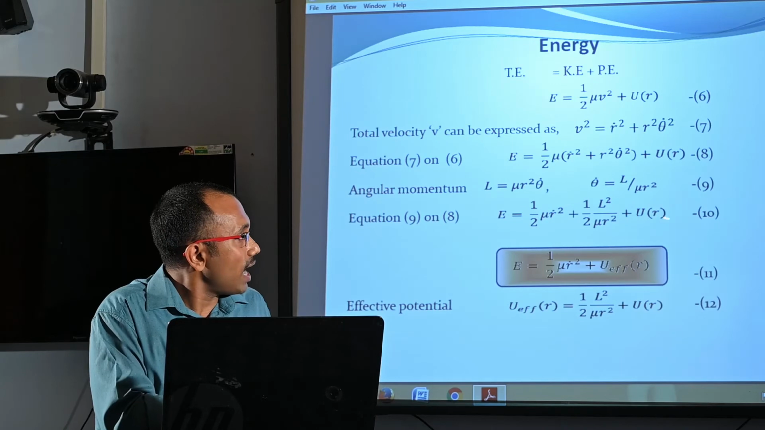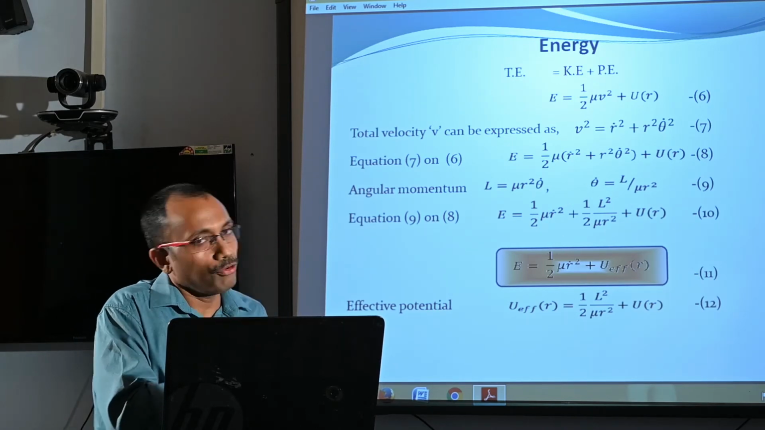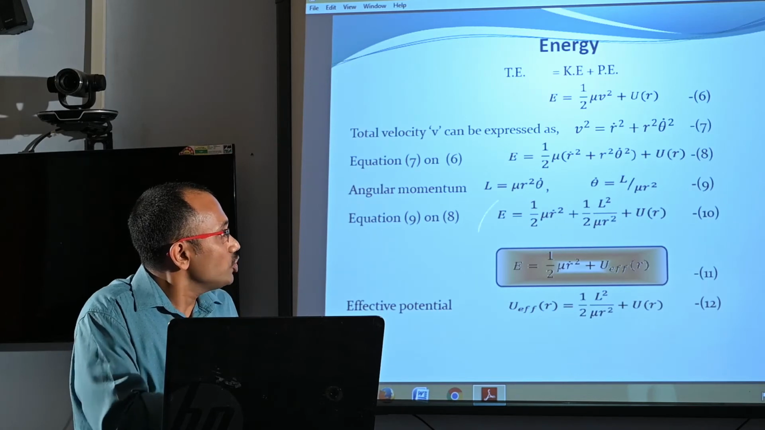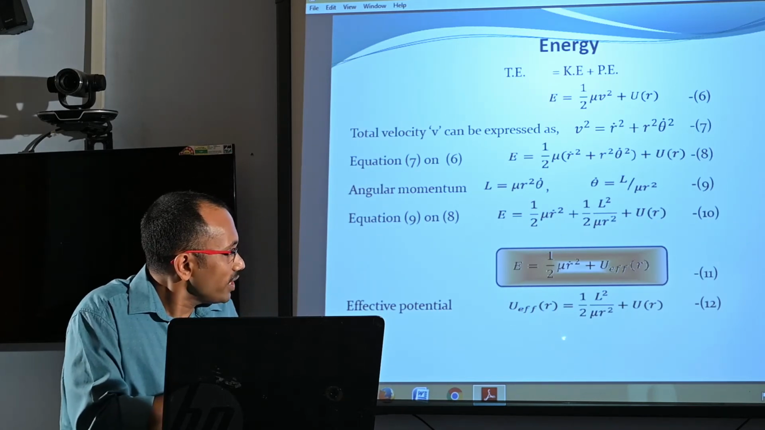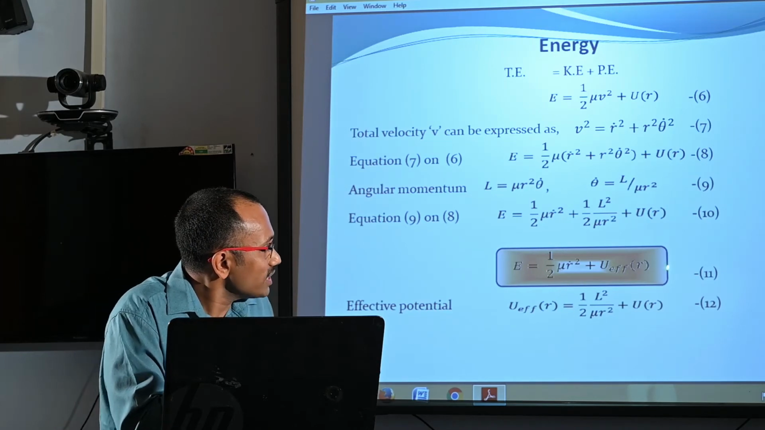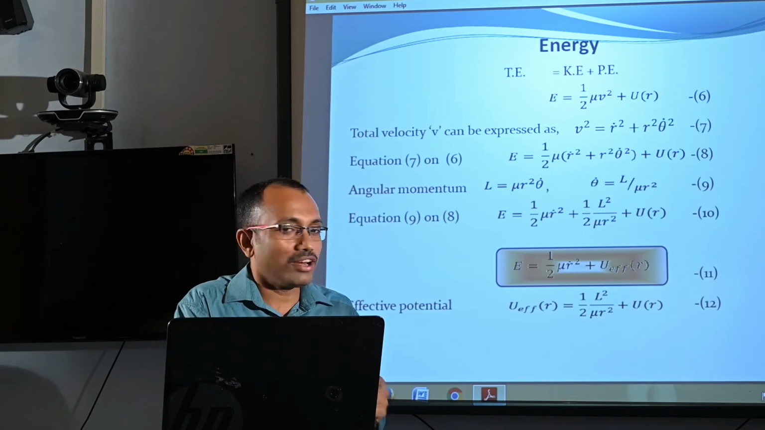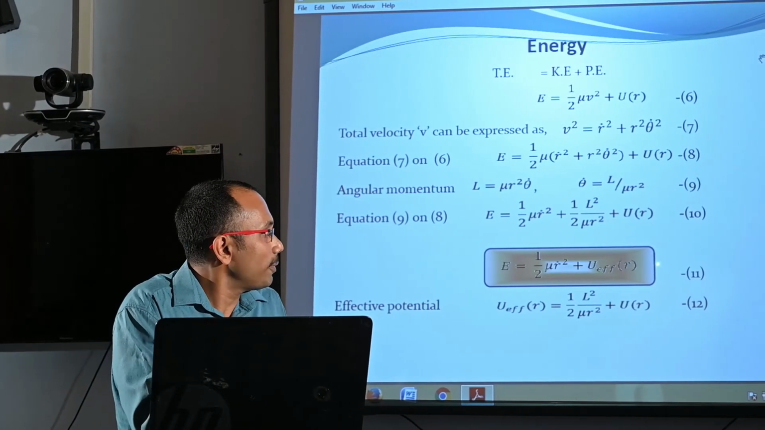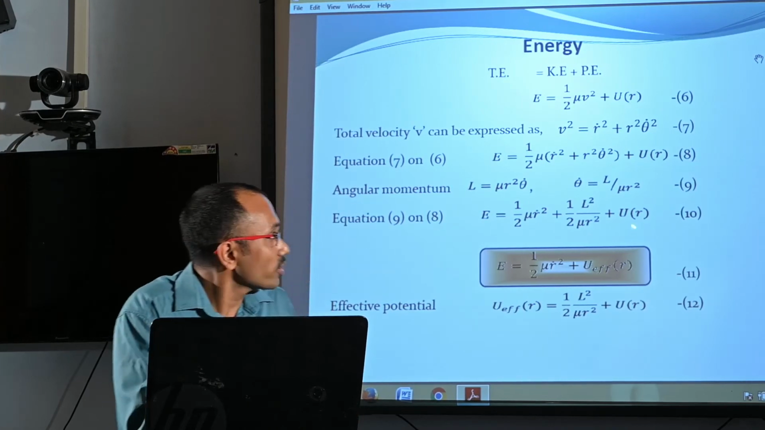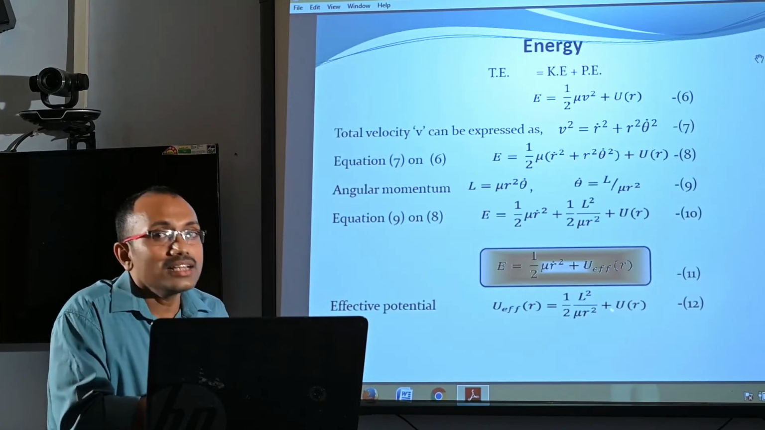I am combining half L square by mu r square plus u of r as the effective potential. It is the potential due to the central force plus the centrifugal potential, and I am adding these two potentials and writing that as the effective potential. So this equation I can rewrite as half mu r dot square plus u effective of r. Here we can see that this equation depends only on r, and the theta dependence is not there, as it is included in the centrifugal potential.